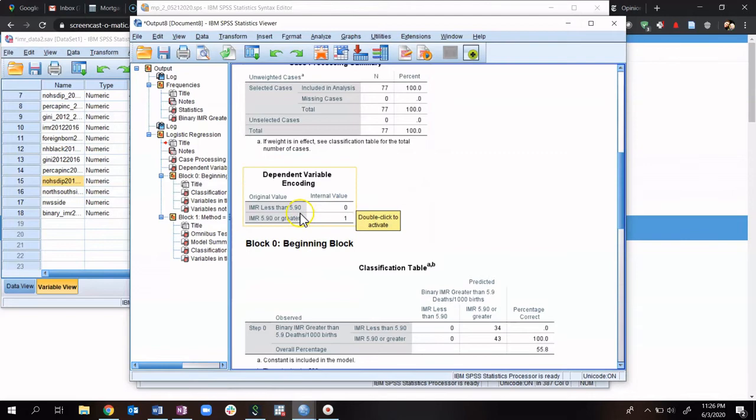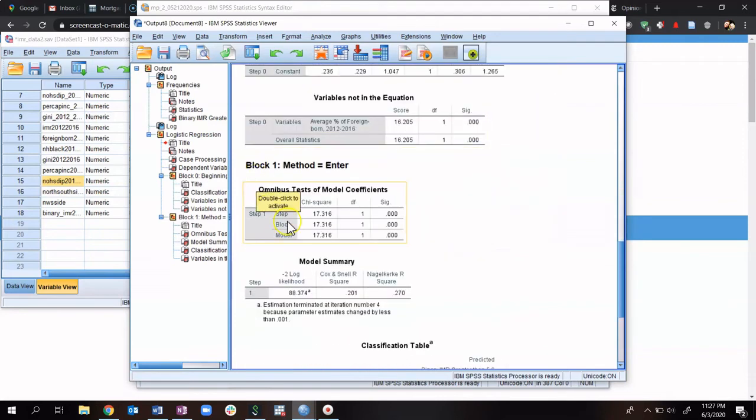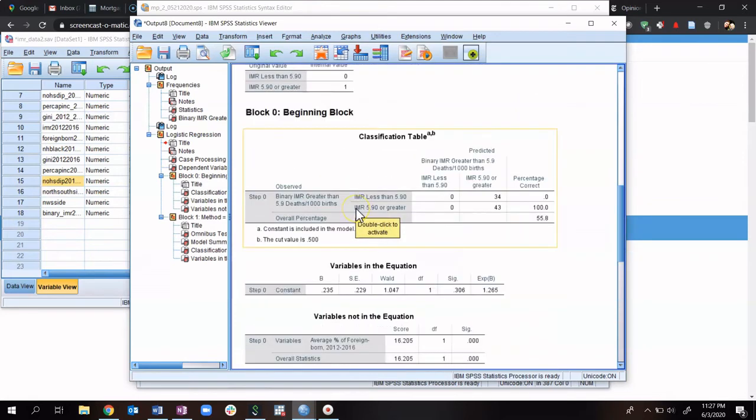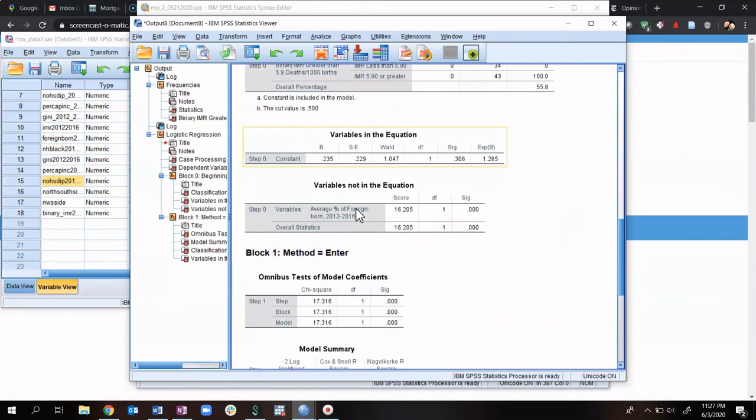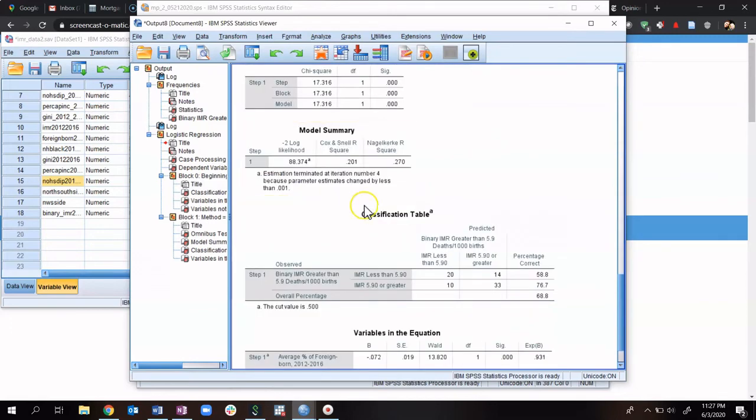The dependent variable encoding, we don't need to do a lot with that, it's just letting us know how our variables are coded. 1 is for communities that have IMRs greater than 5.9, and 0 is for communities that have IMRs less than 5.9. The first block here, there's block 0 and block 1. Basically ignore everything in block 0. That's just an excessive amount of output from SPSS that we don't even need to mess with. The next part is this omnibus test of model coefficients. We can largely ignore that. The meat and potatoes of the logistic output is going to be the model summary table, the classification table, and the variables in the equation.